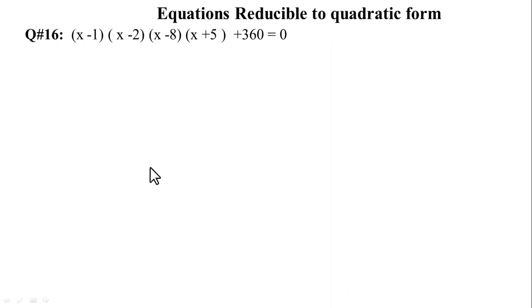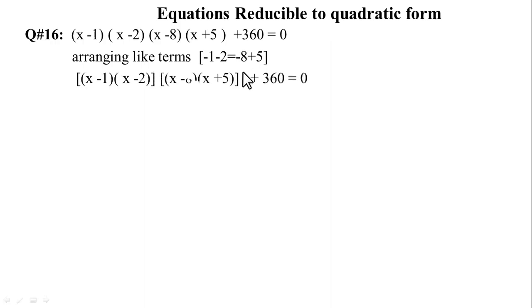Now let's start the last question, question number 16, exercise 1.3. Question number 16 is also a type 5 equation. So here it is given that x minus 1 into x minus 2 into x minus 8 into x plus 5 plus 360 is equal to 0.